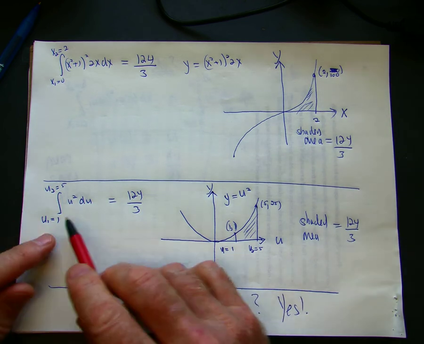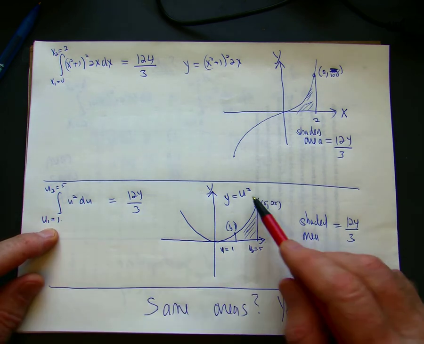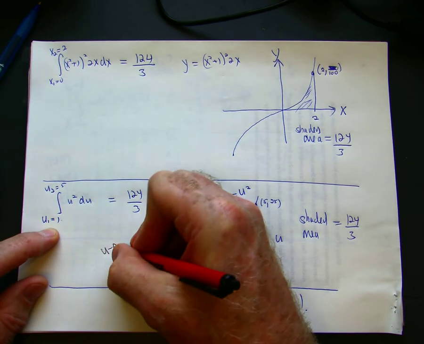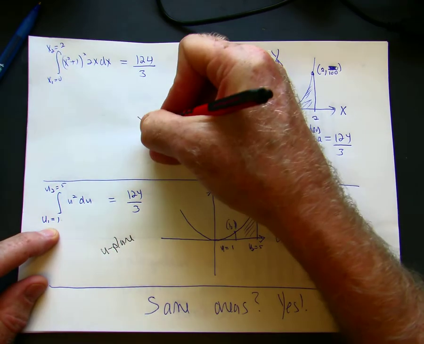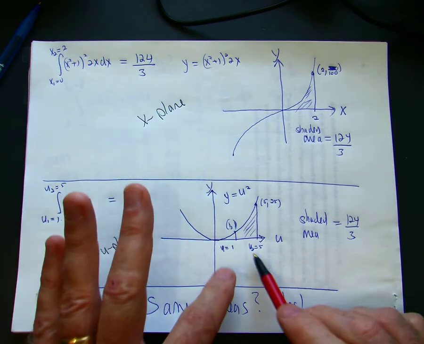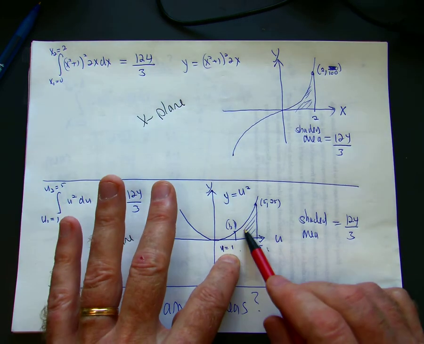Well, if I do this thing, I'm graphing y equals u squared on the u-plane. So this is my u-plane, but that's my main variable. This is my x-plane. So if I graph this function on the u-plane between 1 and 5, look at that area, that's the same thing.